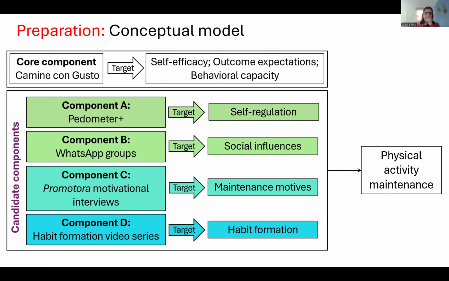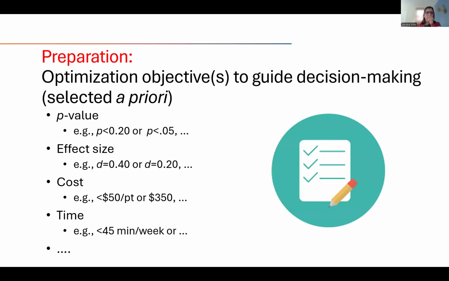Okay, so that's the conceptual model. And then, as I mentioned, we would be selecting the optimization objective or objectives to guide our decision making. And these are selected a priori. So we're choosing how we are going to decide later on which of these components need to stay or which need to be refined or be tossed out.